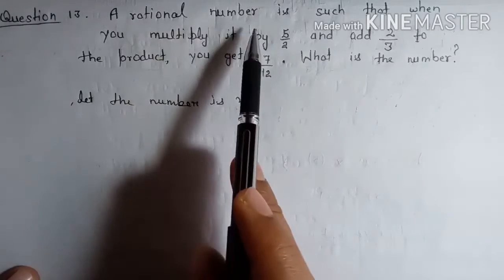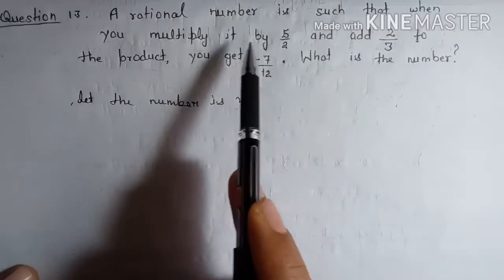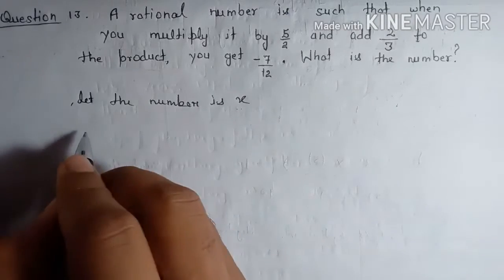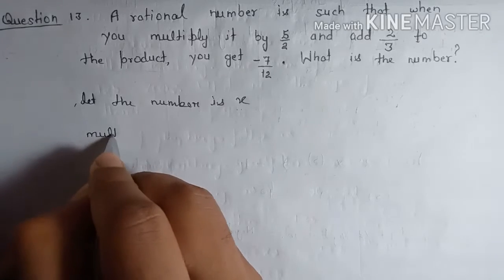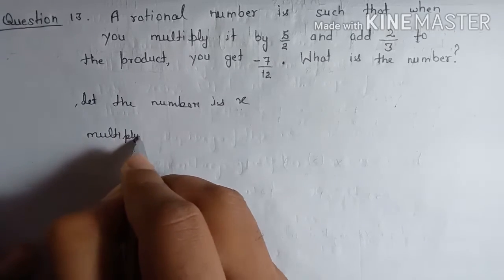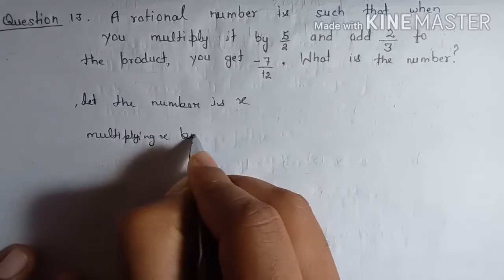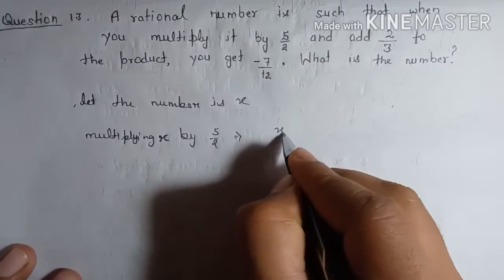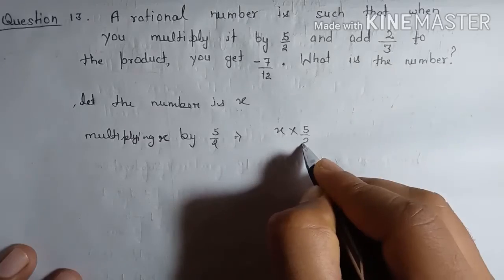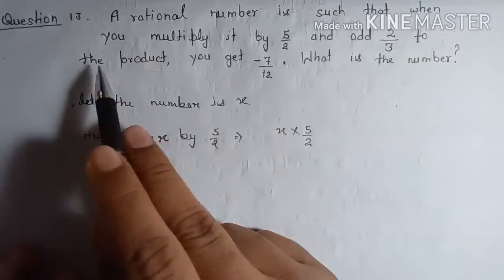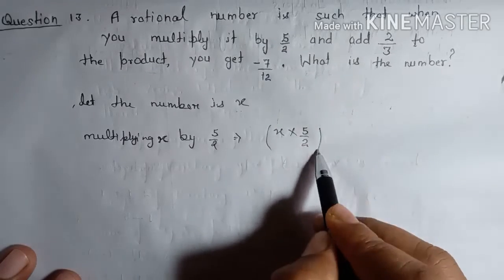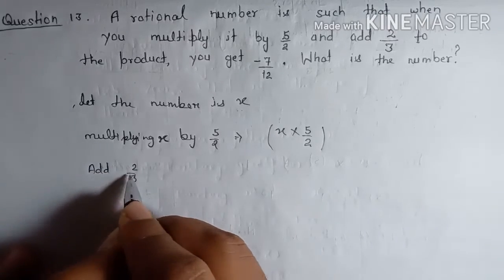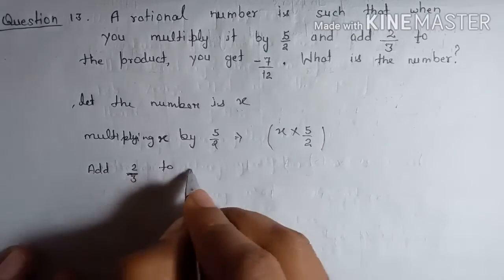According to this question, a rational number is such that when you multiply it by 5 upon 2, means you have to multiply this x by 5 upon 2 first. So multiplying x by 5 upon 2 first, and that result will be x into 5 upon 2, and added 2 upon 3 to the product. This is the product, means result of multiplication, and add 2 upon 3 to the product.